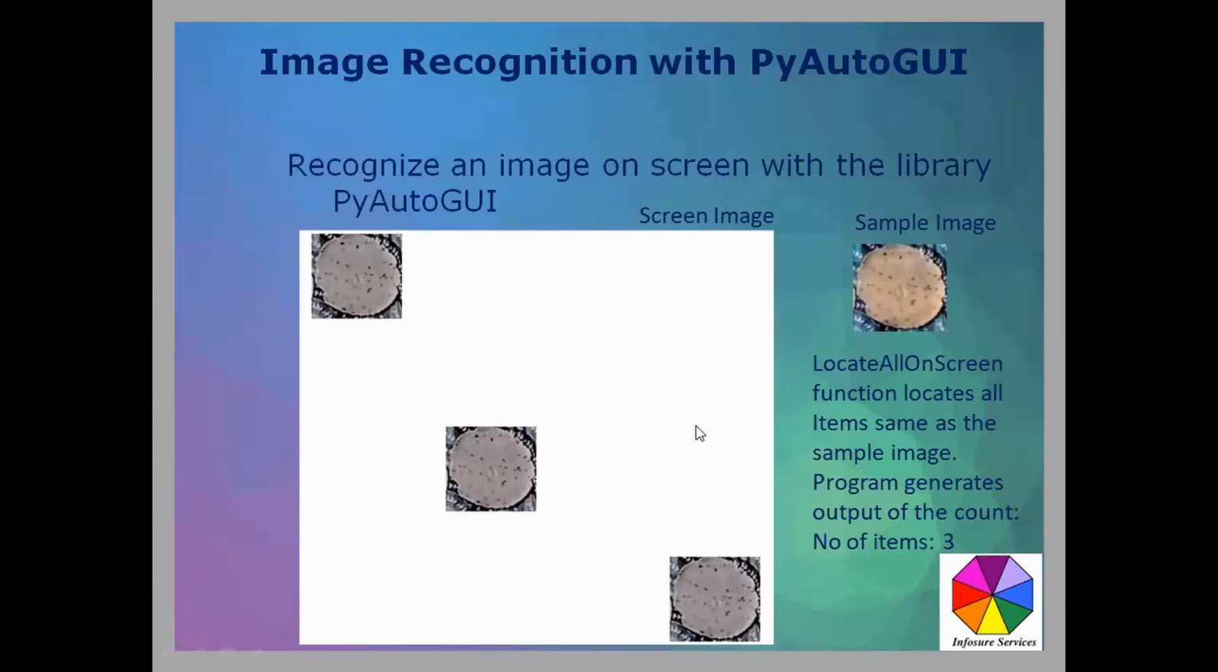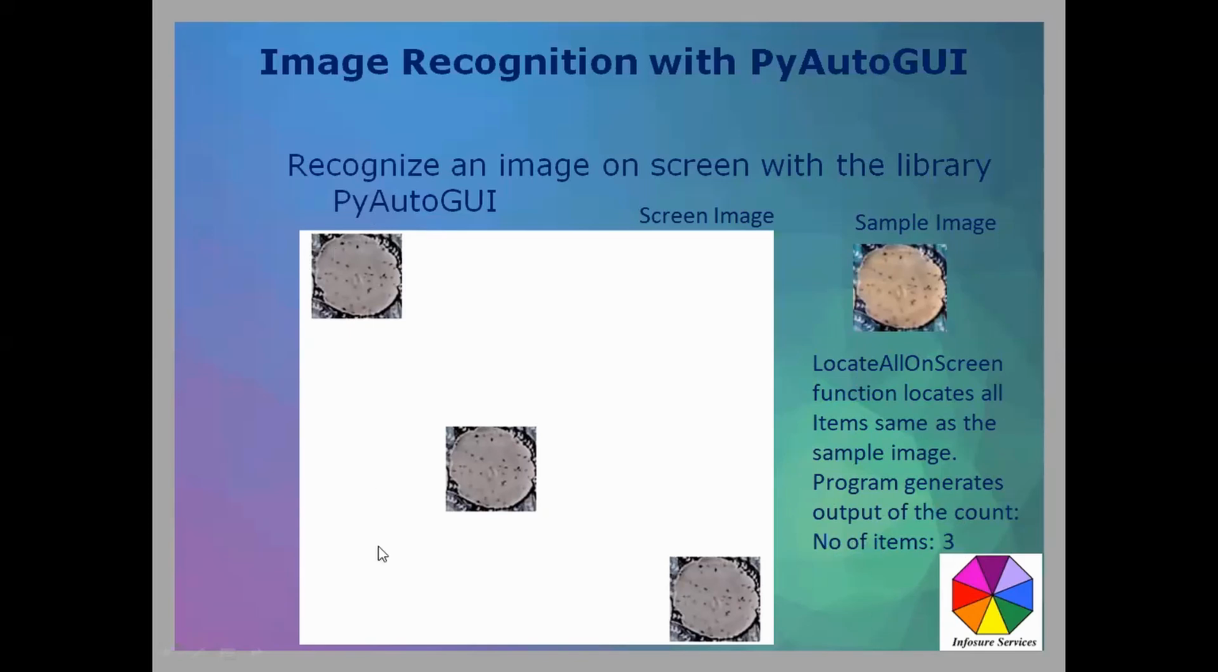Now, how does it recognize? Let's say there is an image wherein there are a few items which you have to count. Okay, so the logic in which it goes is you feed a sample image, and you look for this sample image in that target screen. Okay, so here what we are doing with PyAutoGUI, the locateAllOnScreen function locates all the items same as the sample image. The program generates output with the number of items as 3.